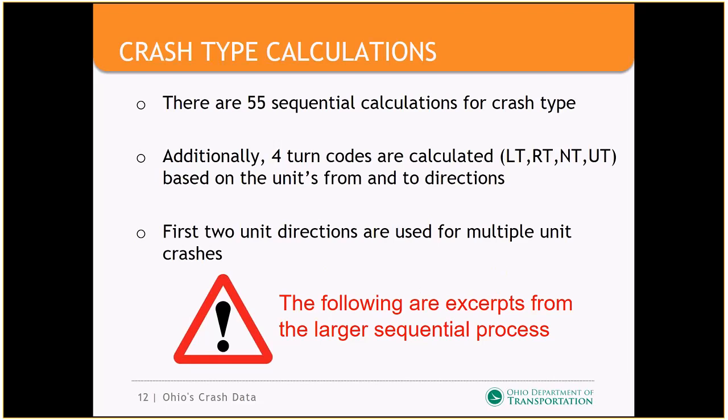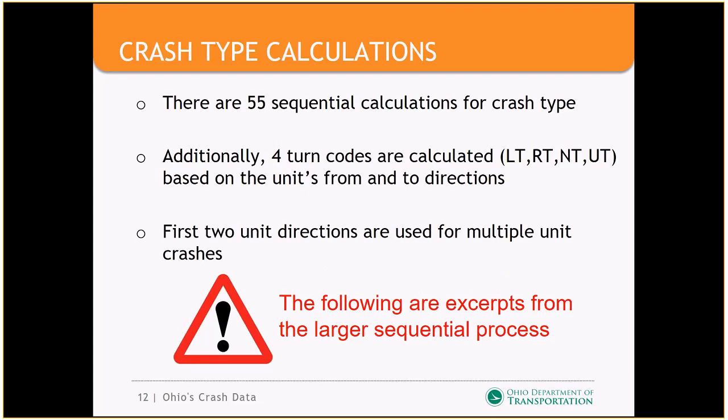So there are 55 steps in calculating our crash type, but there are additional turn codes that we calculate that are used, and I'll show you a table just for left turns. We calculate a left turn, a right turn, no turn, and a U-turn. This is based on the unit's from and to directions. So if a vehicle is headed from the south and going to the north, that's a no turn direction. He's not turning. If he's headed from the south and to the east, he's making hopefully a right turn, if I get my cardinal directions correct.